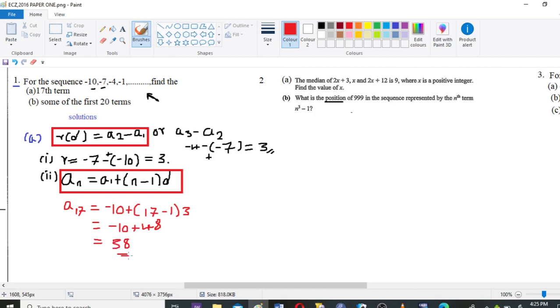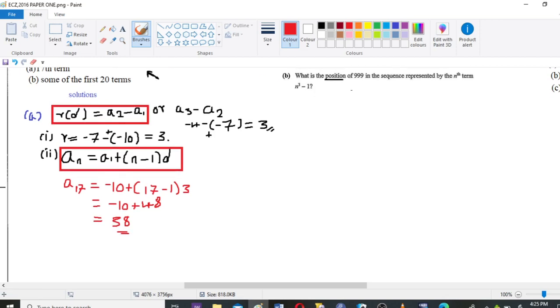So if you start looking at the terms in this arithmetic progression that we have, when you reach position 17, your term will be 38, right? Now we can proceed and solve for the sum of the first 20 terms.